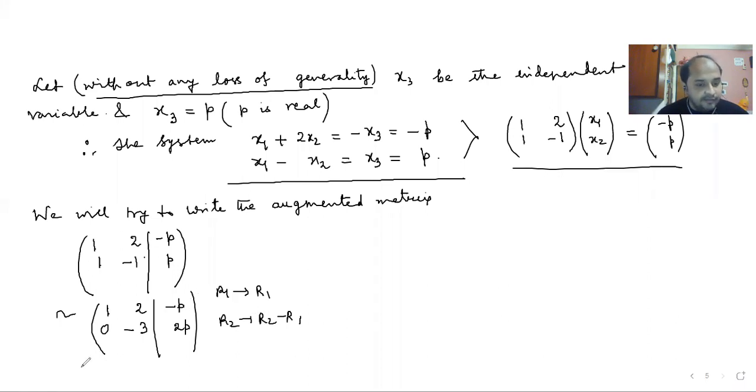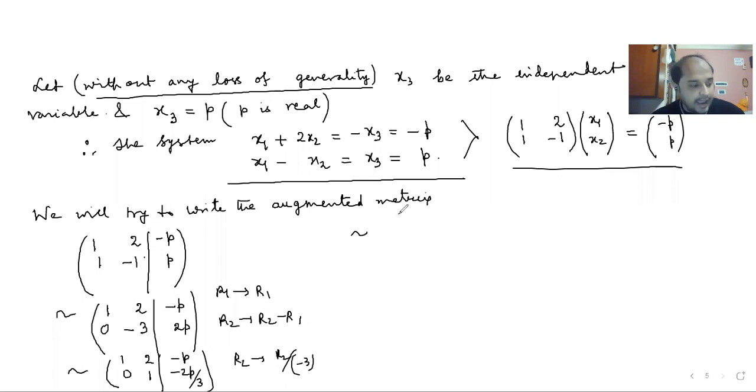This can be further written as 1, 2, 0, 1, minus p, minus 2p by 3, where R2 is divided by minus 3 as before. And this can be further written as 1, 0, 0, 1, p by 3, minus 2p by 3. Let's do up to this. We shall continue in the next session.